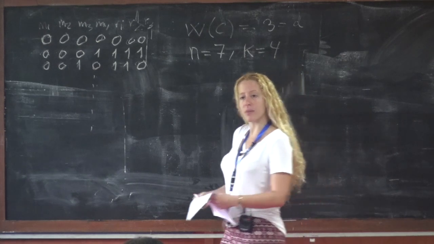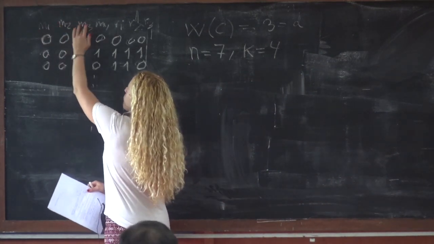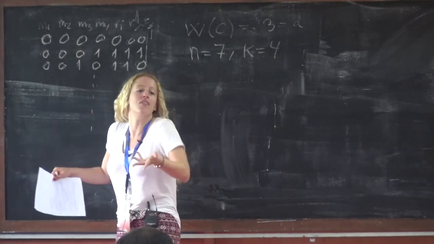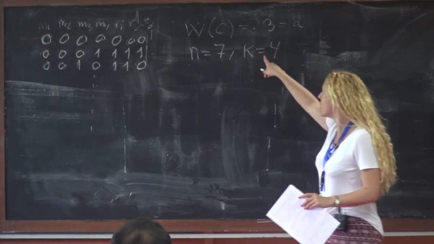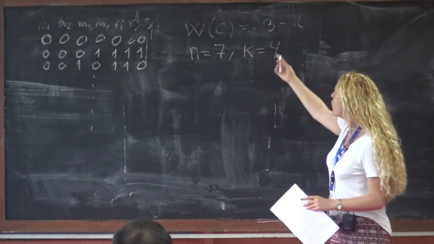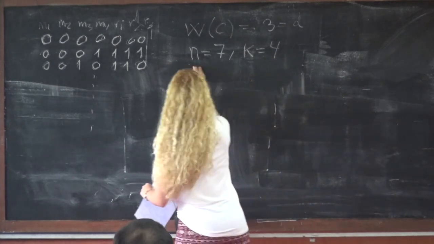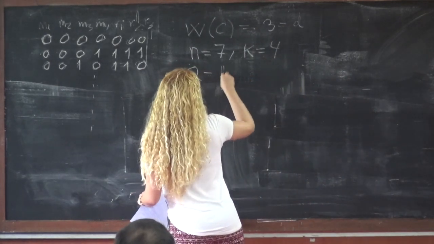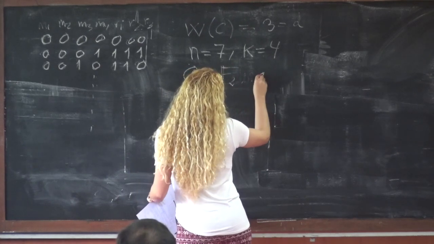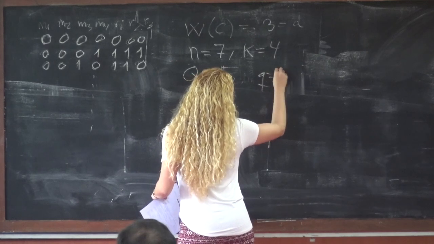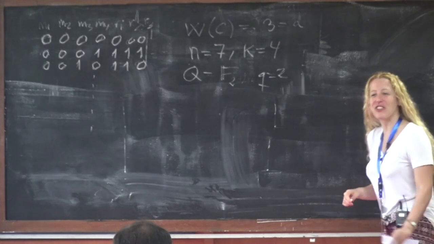Do you remember why? Because we have 4 degrees of freedom. For M1, M2, M3, and M4 you can choose whatever you want, and then the other 3 are determined by these 4. This also tells you that the cardinality of the code is 2 to the 4, because the alphabet Q was equal to F2, so it had 2 elements.